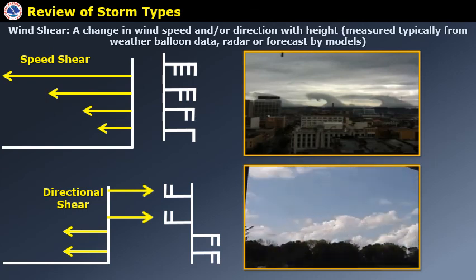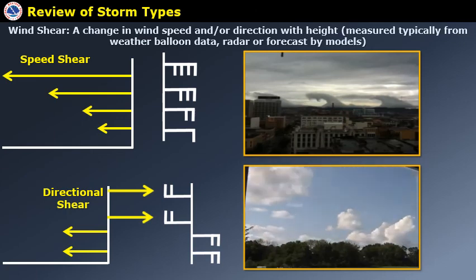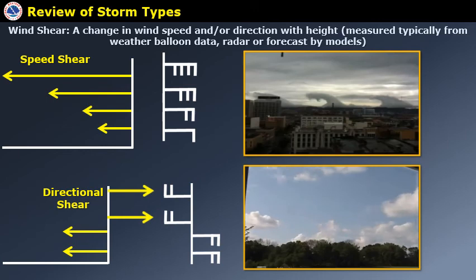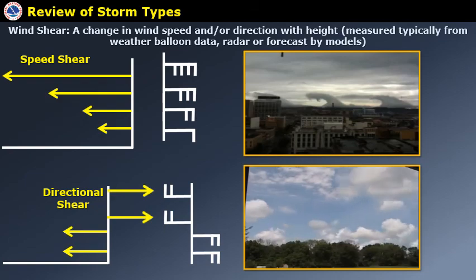It should be pointed out that these two examples are very dramatic manifestations of wind shear. The absence of observing this type of cloud structure or motion does not mean that atmospheric wind shear is not available or present.